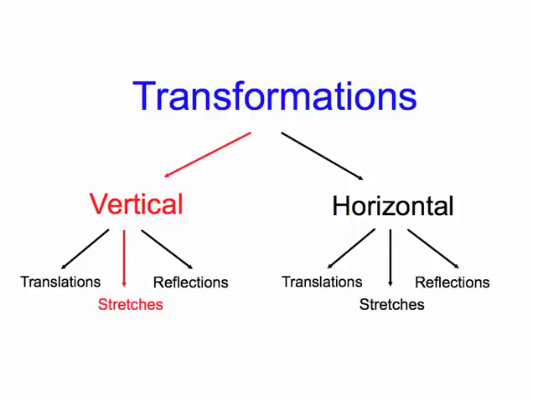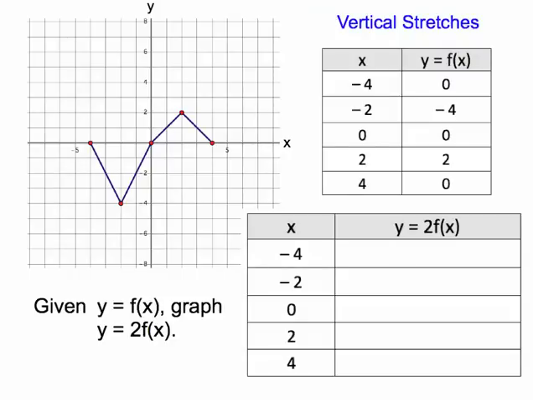Okay, we're going to continue our look at transformations by considering vertical stretches next. Again, we start from the same parent function, y is equal to f of x, as defined by this graph, and we've got this table of values to show us the key points, also shown in red. The question says, given y is equal to f of x, graph y is equal to 2f of x. So we've got a 2 multiplied out front here in front of the f of x.